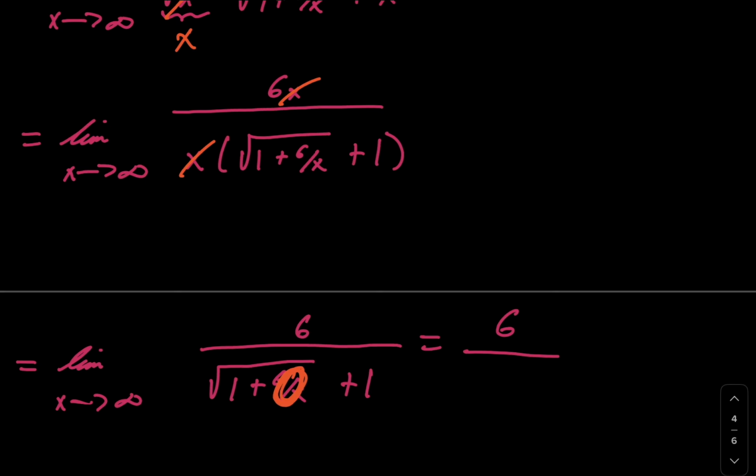So we're going to have 6 divided by the square root of 1. We copy and paste the other constant with us. So 6 divided by the square root of 1 plus 1, which is equal to 6 divided by 2, which is 3. And that is the answer for our limit.